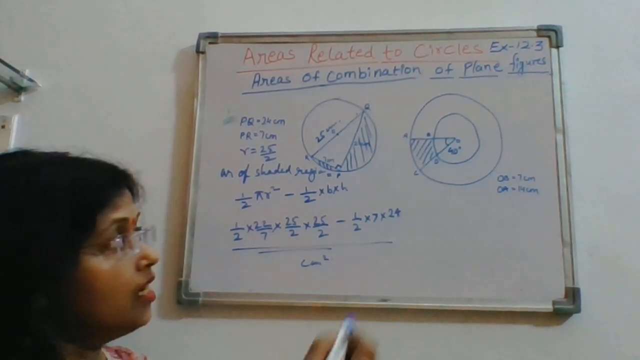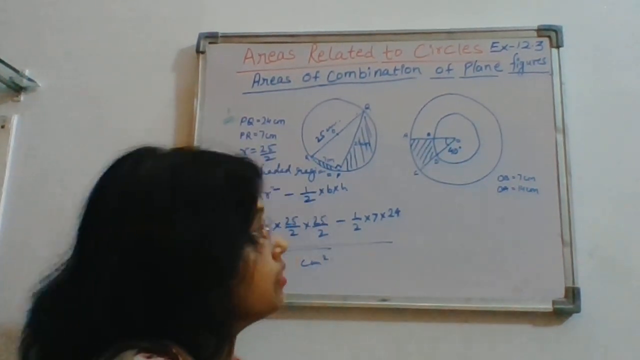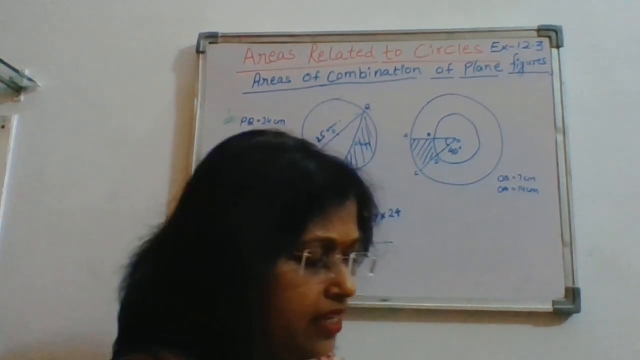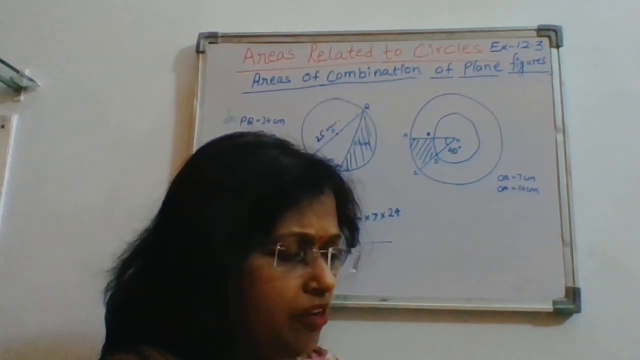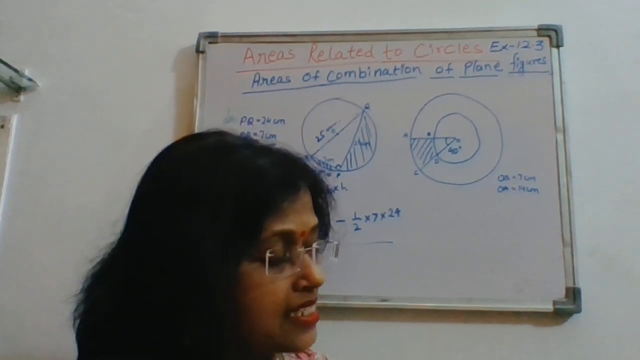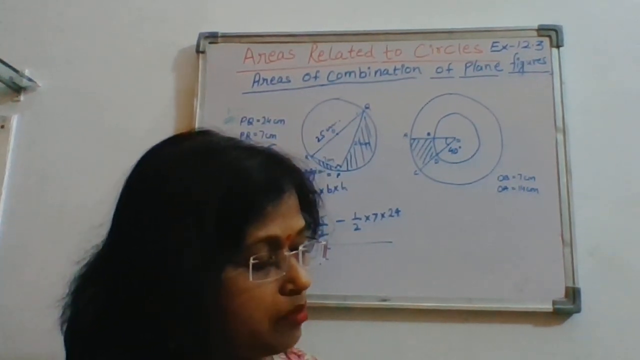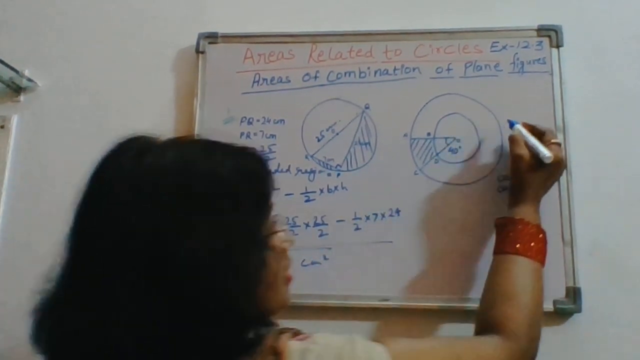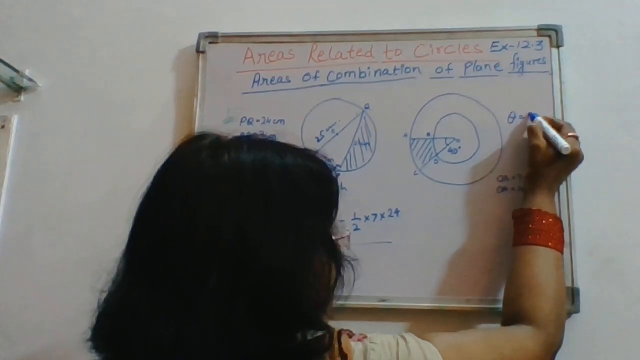Right? Now, in the next question, you can see the figure. What is given here? Two concentric circles. Find the area of the shaded region if radii of the two concentric circles with center O are 7 centimeter and 14 centimeter and angle AOC is 40. Central angle theta is 40.